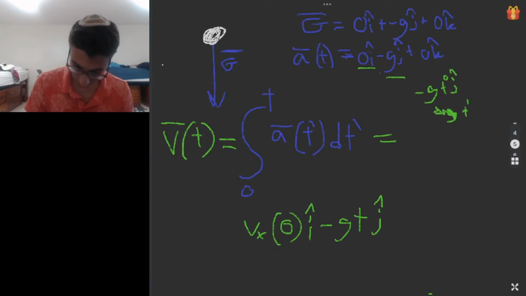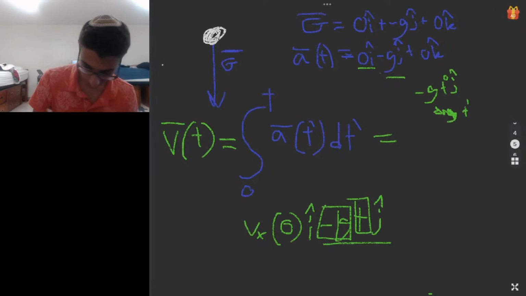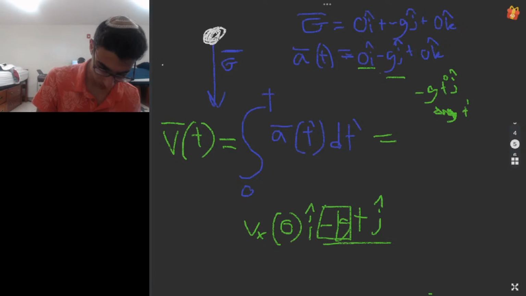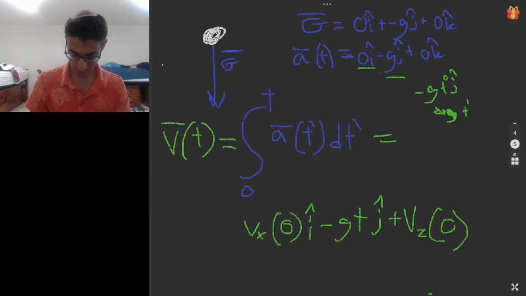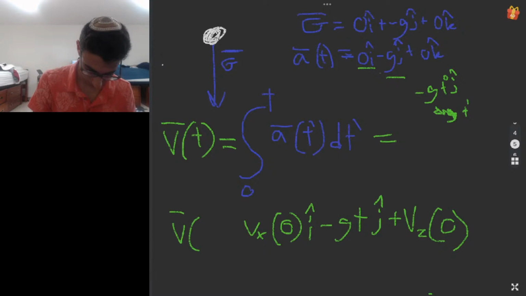And this makes sense, that the velocity in the y direction would equal the acceleration in the y direction times the amount of time that's passed. So this is all making sense from what we know from our high school mechanics, basically. So that's good. And then plus, and this is going to be the same situation, v sub z of time 0. So there we go. We found velocity.